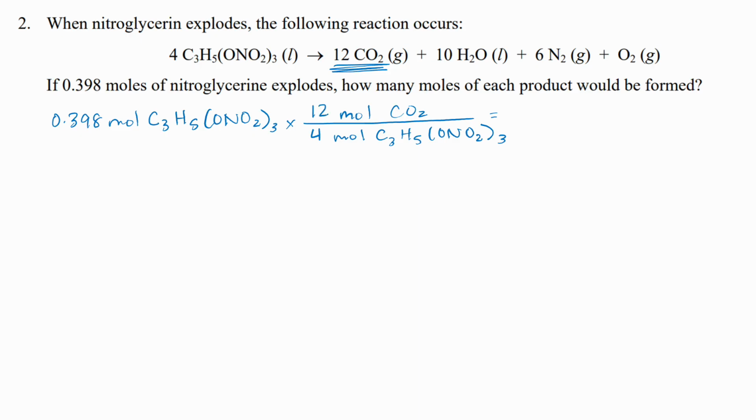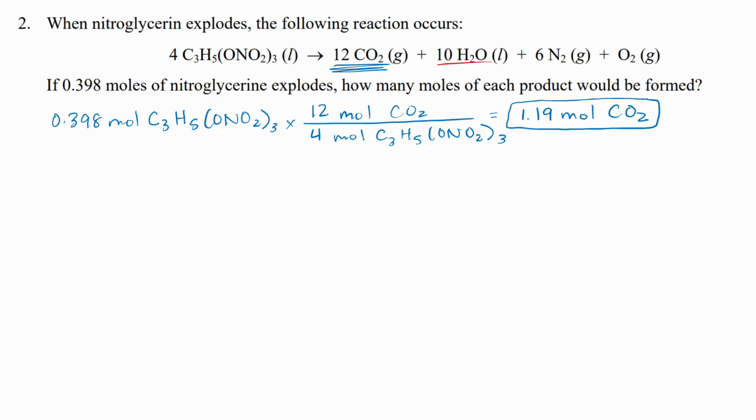So I'm going to go ahead and do in my calculator 0.398 times 12, press equals, and divide by 4, or 0.398 times 3. And that gives us 1.19 moles of carbon dioxide. And I put that into 3 sig figs because our number given to us, 0.398, was 3 sig figs.